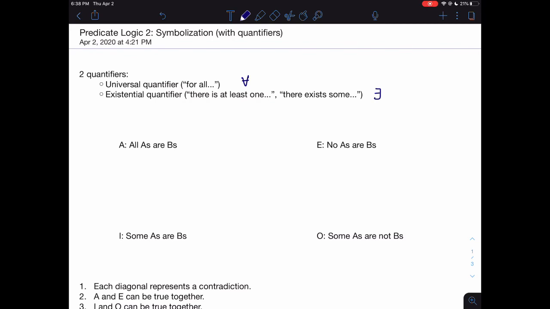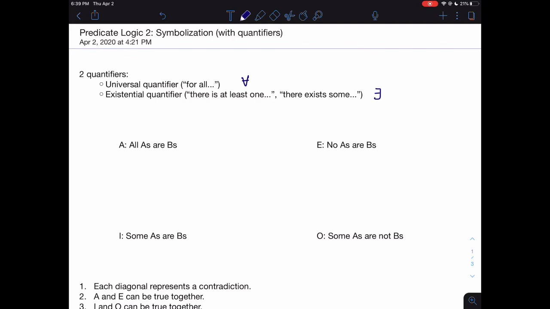So the universal quantifier is going to be really useful when we want to translate sentences in English that contain words like every, all, everything, everyone, that kind of thing. The existential quantifier translates roughly into English as "there is at least one" or "there exists some." I prefer to say "there exists some" just because I feel like it rolls off the tongue a little better, which I think will become apparent later.